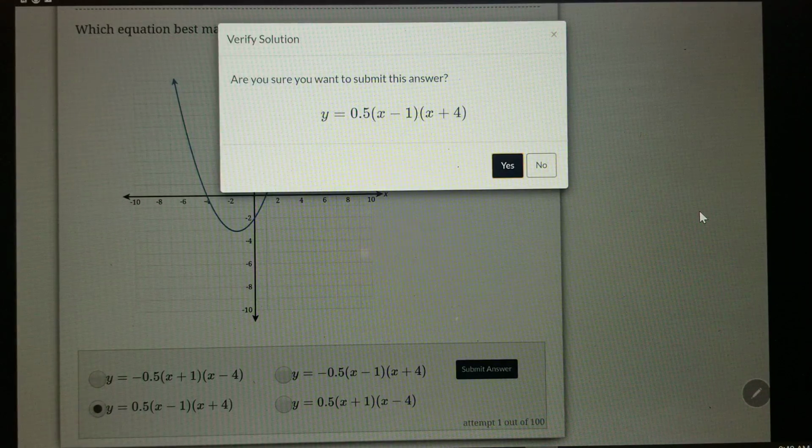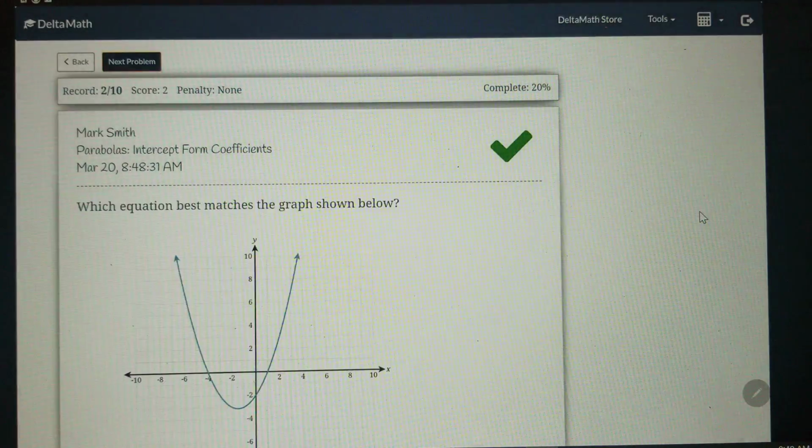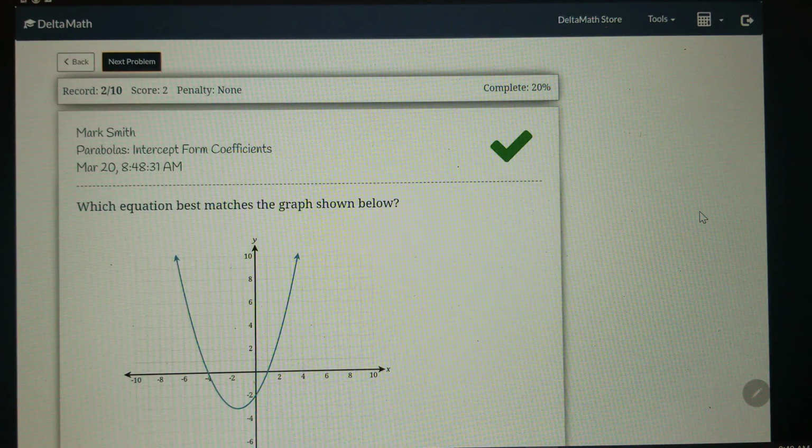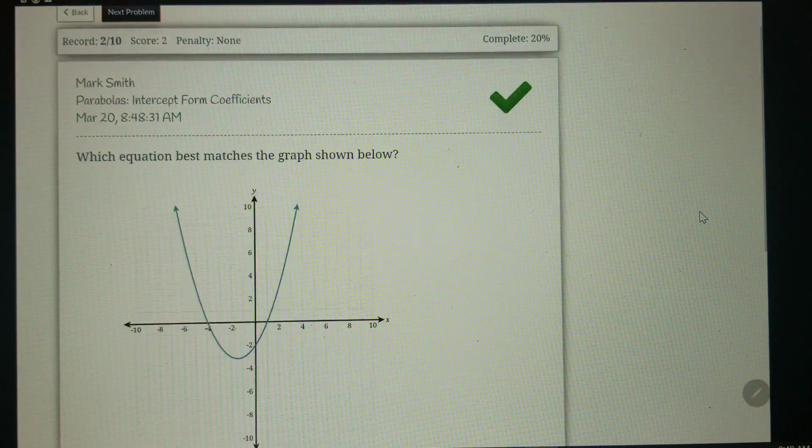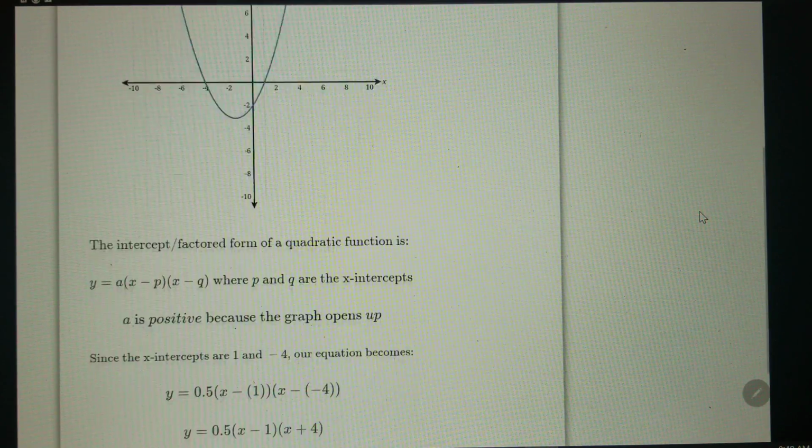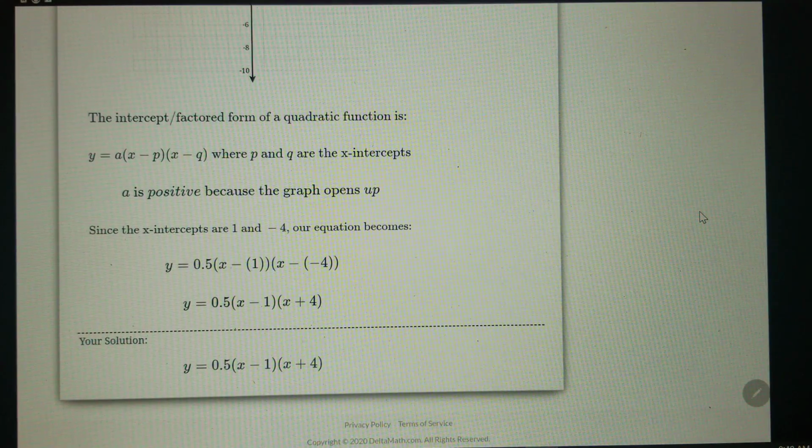So it's positive, X minus 1, X plus 4, yes, and we get a green check for that answer. Notice that if you look down under the green check, it gives you the steps that I just talked about right there.